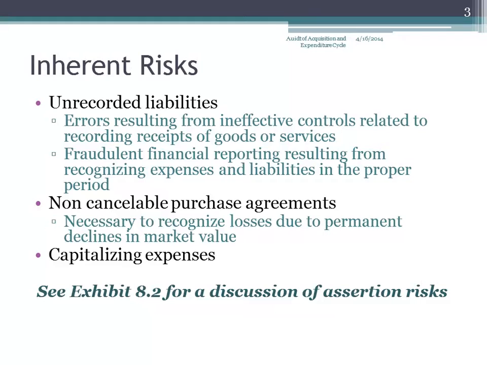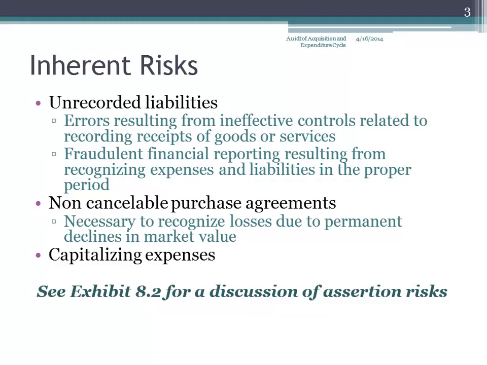When you think about it, if you compare the acquisition cycle to the revenue cycle, how likely is it, if a company is trying to manage earnings, that they're going to understate sales? They're rarely going to understate sales. If there's going to be problems, then they're looking to overstate sales. So that's why the occurrence assertion is really important in the sales and collection cycle, that's where your risk is. And then on the flip side with the acquisition and expenditure cycle, if they're going to manage earnings or make their income seem better than it really is, then they would try to understate expenses, not overstate expenses, right? Okay, so we're concerned about unrecorded liabilities.